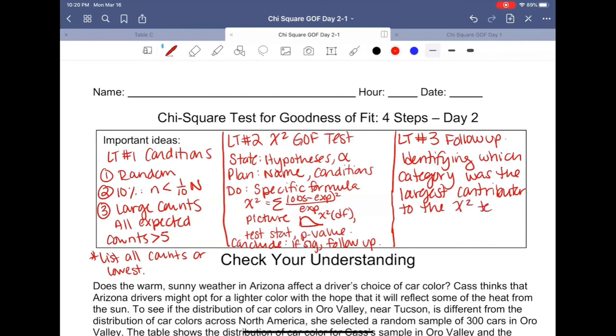Or to the chi-squared test statistic. And what we mean by that is, of course, we're looking first to see which observed value was farthest from expected, but really we're talking about it proportionally. And by that I mean when we're doing a chi-square test statistic, we're calculating observed minus expected squared over expected.